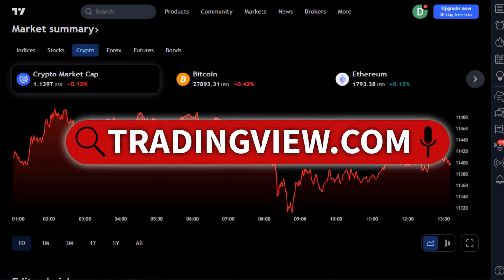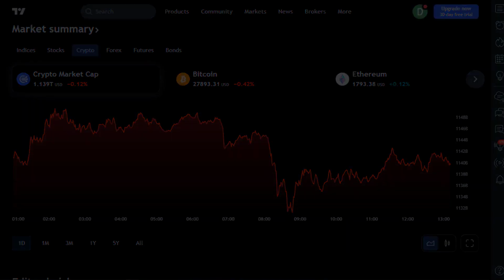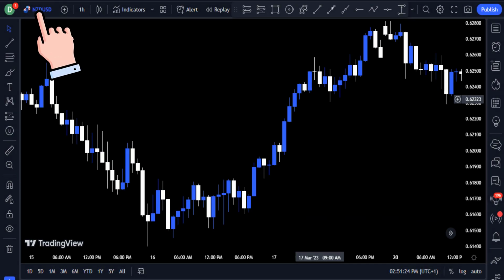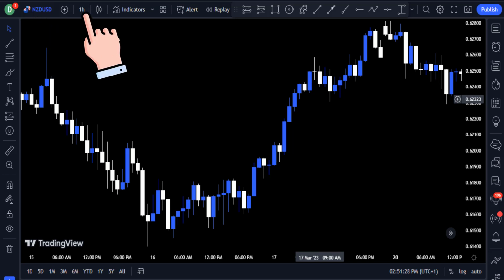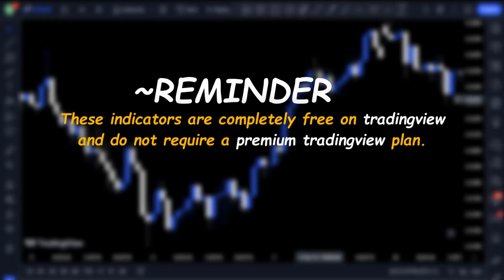First thing you're going to want to do is go to TradingView.com. As you can see, we are open to the price of the New Zealand dollar versus US dollar currency pair, on the 1 hour time frame. Again, these indicators are completely free on TradingView, and do not require a premium TradingView plan.